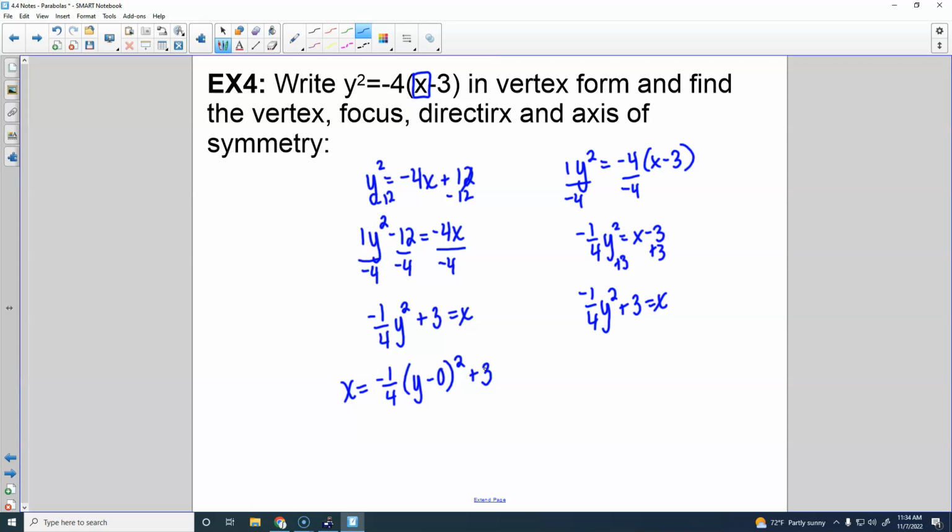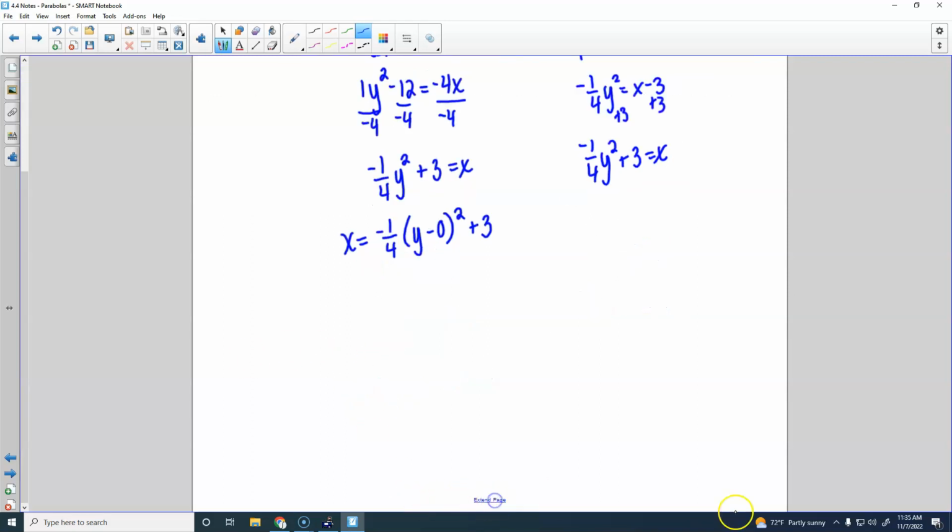All right, so this is an x equals equation. That means it's got to open left or right. Which one is this one going to open? Left. We haven't seen one of those yet. And I'm doing more of these left or right ones just because I think they're a little bit trickier. All right, so it's going to open to the left.